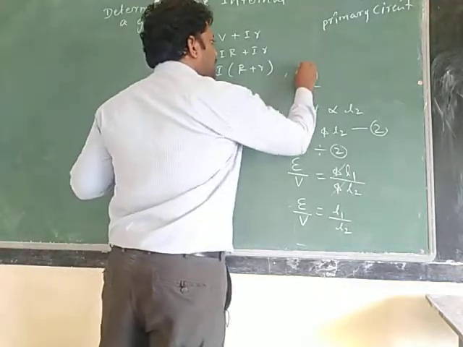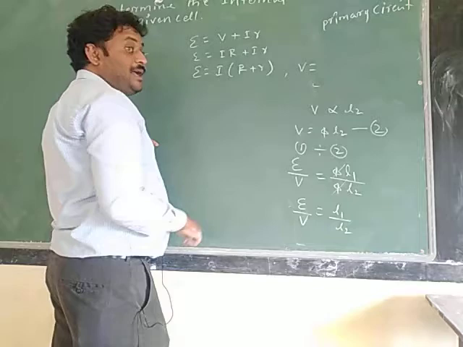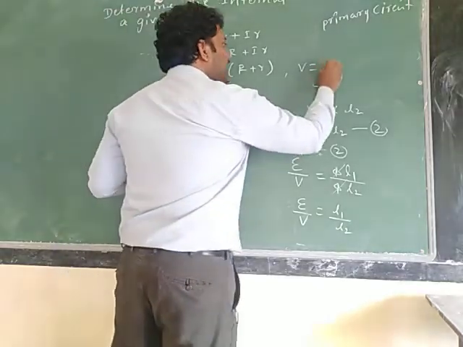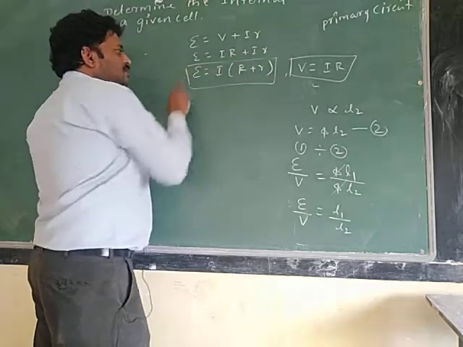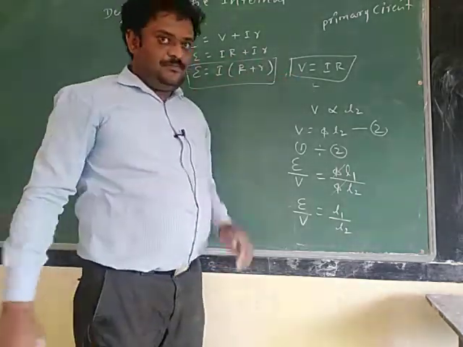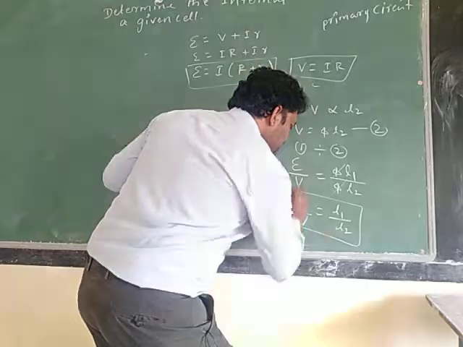Then what is the potential difference? V is equal to, across the capital R, I into R, Ohm's law. So these are the values of E and V. Now I will take it as equation 3.